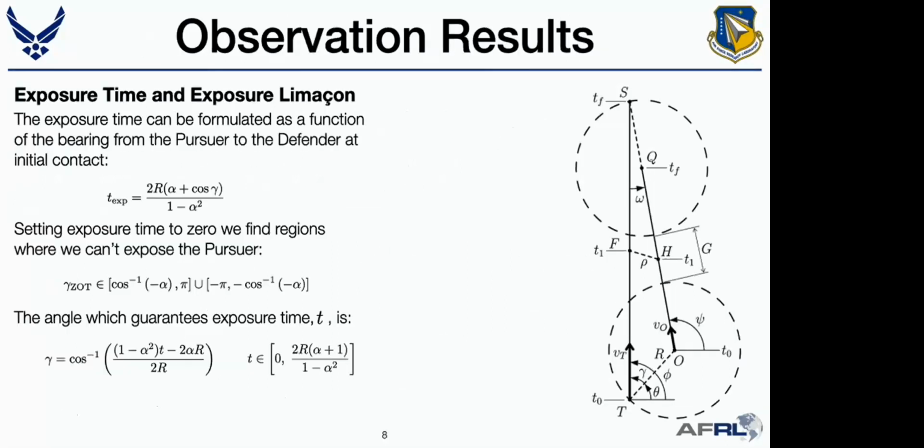The exposure time is a function of the observation radius, the speed ratio, and the aspect angle between the target and the observer at initial time. By setting the observation time to 0, we're able to find regions where the observer is unable to make any observation of the target, independent of whatever control he decides.